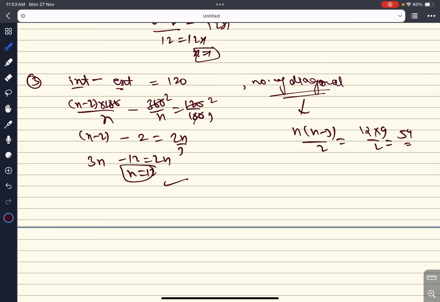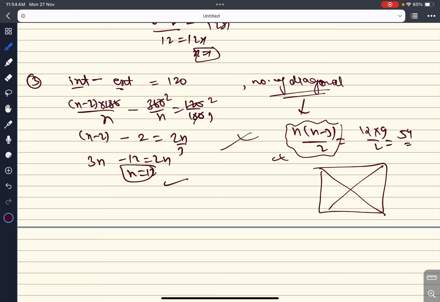54 is the answer. Okay, a fun fact, or whatever I say, while he was telling me this question, that guy told me that he wasn't able to remember the formula for number of diagonals. So think how genius he is. What did he use? He was remembering that it is n minus 2 or 3, something like that. So he took a square and counted the number of diagonals. His square's number of diagonals is 2.